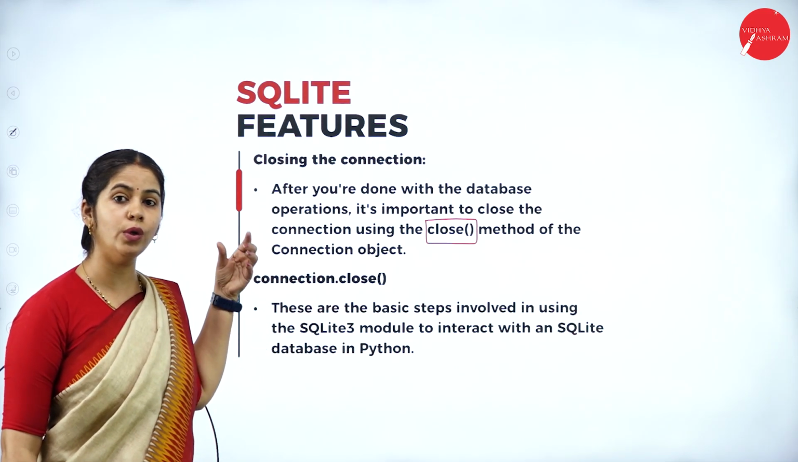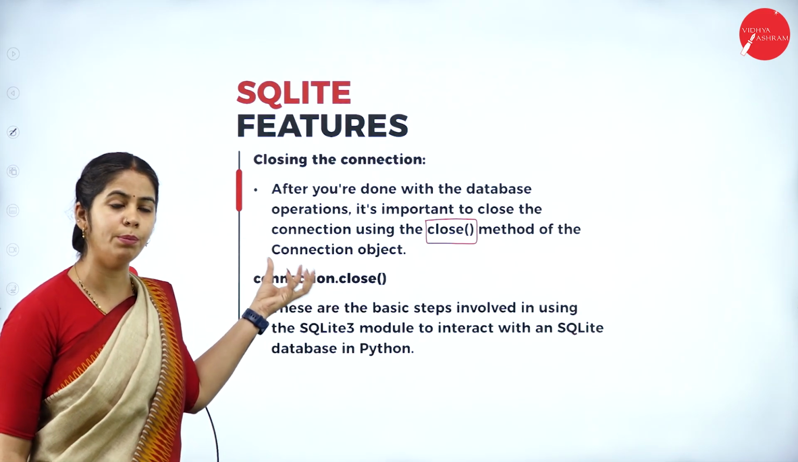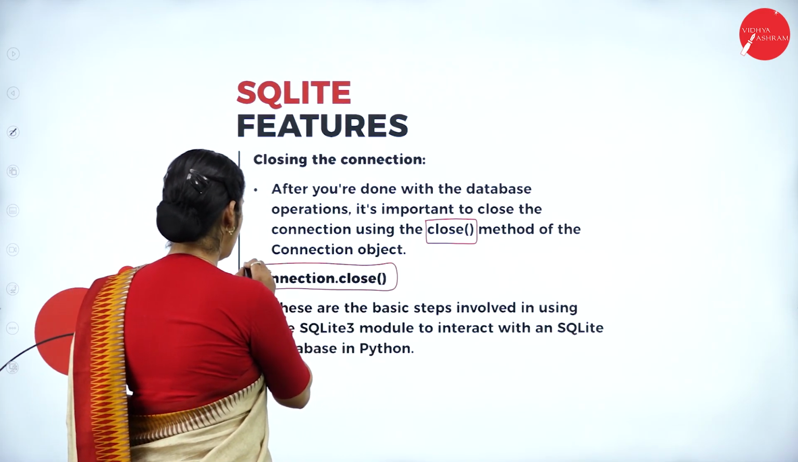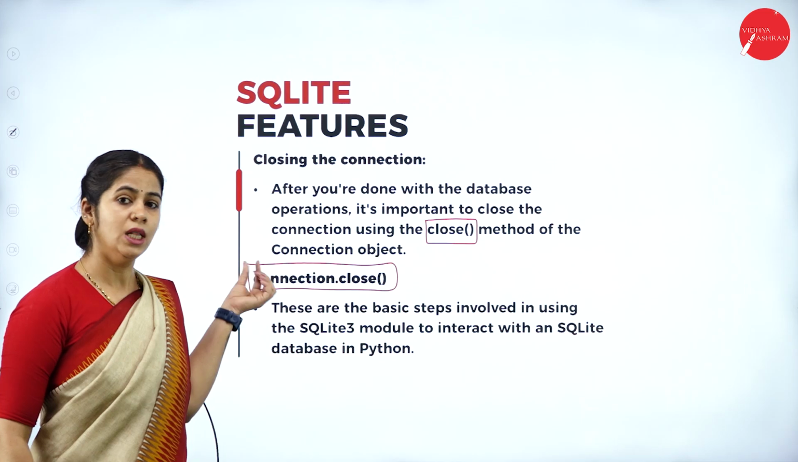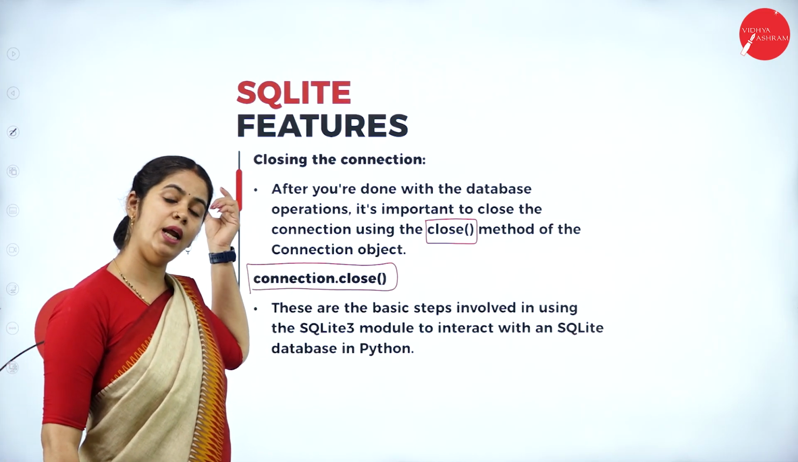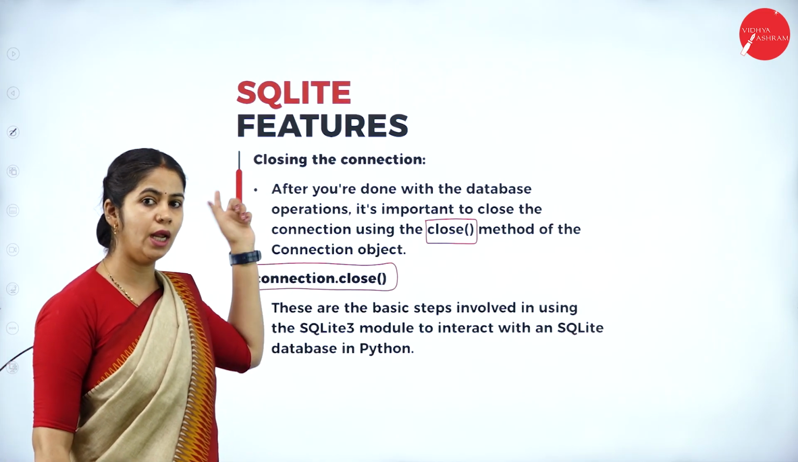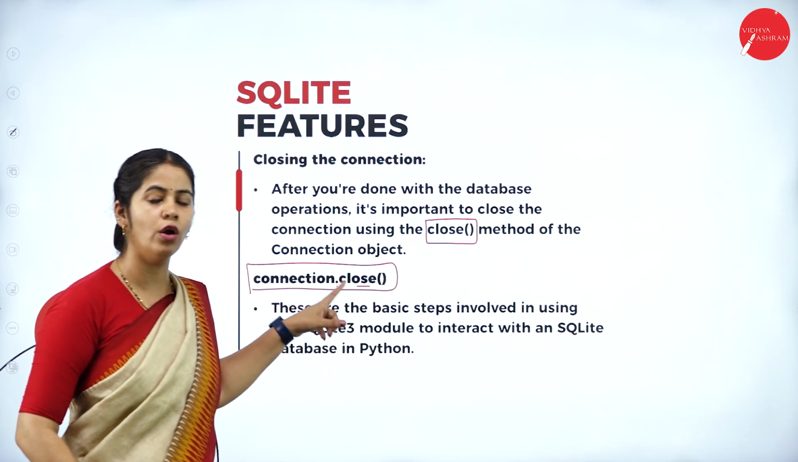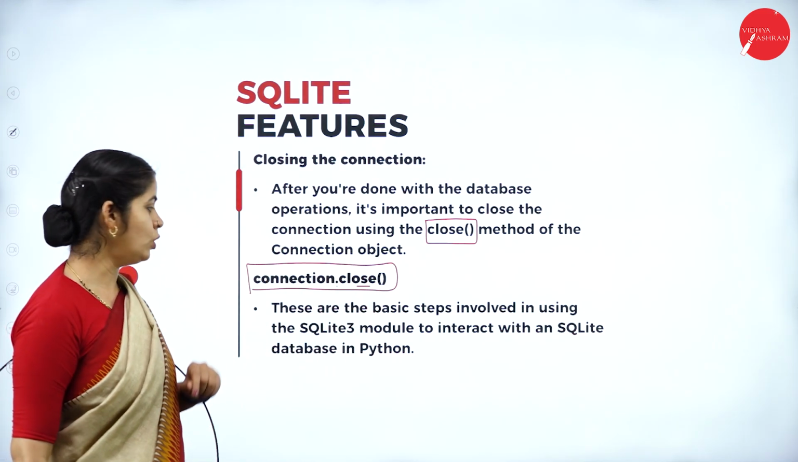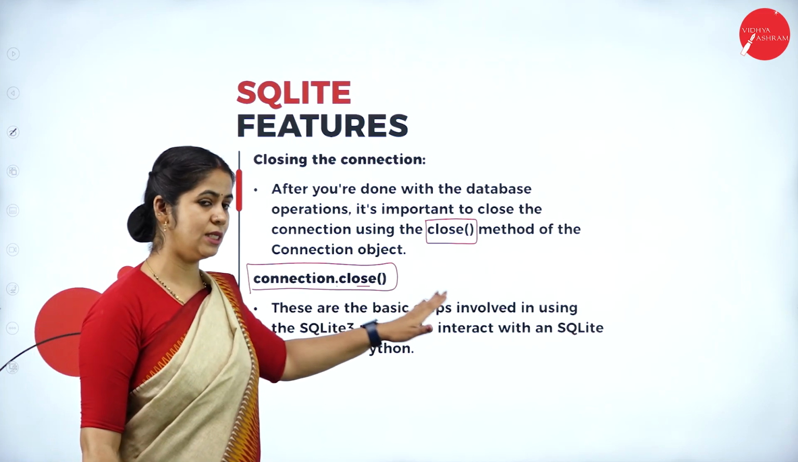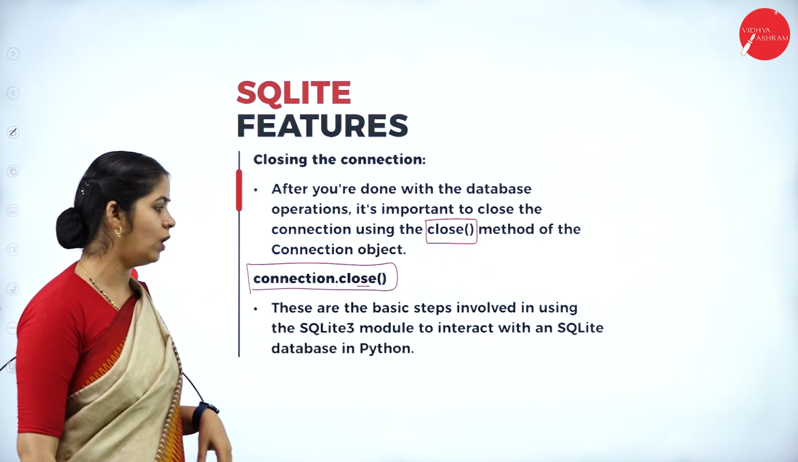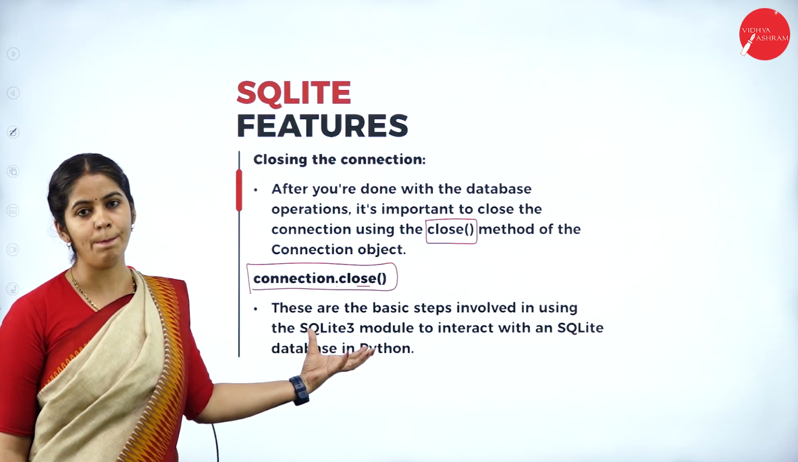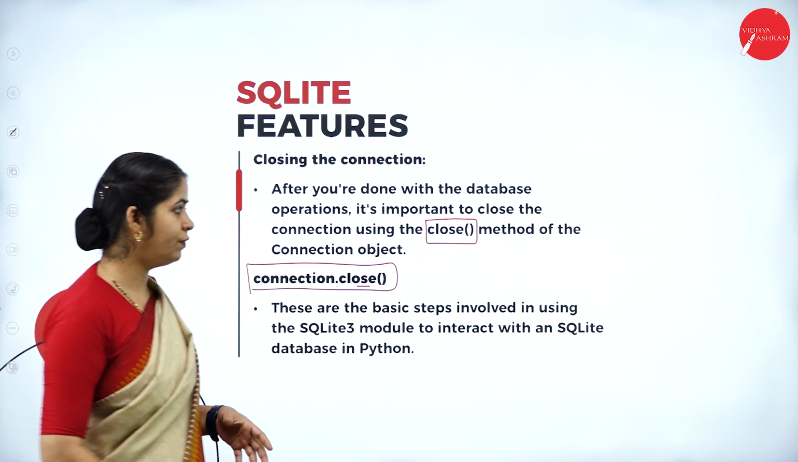How are we going to call that particular method? We have to give connection dot close. What is connection? This is the variable we created for the connection with the database. So we have to call the connection dot close method. These are all the basic steps involved in using the sqlite3 module to interact with the SQLite database in Python. Clear? What is the first one?